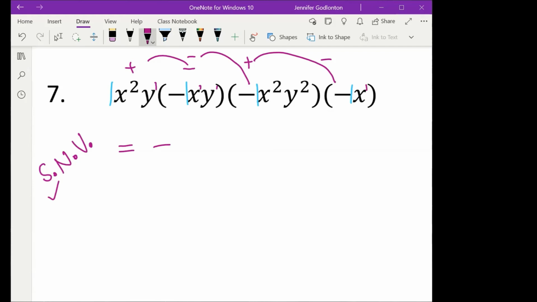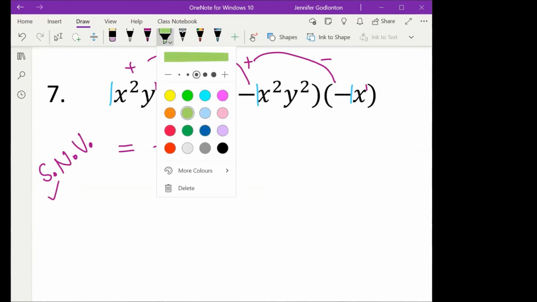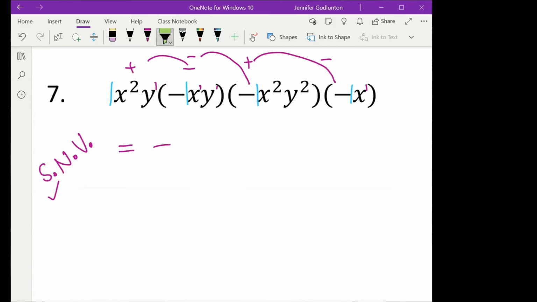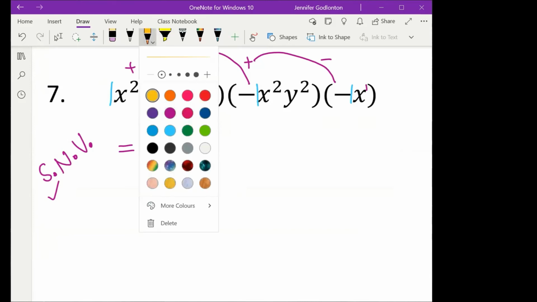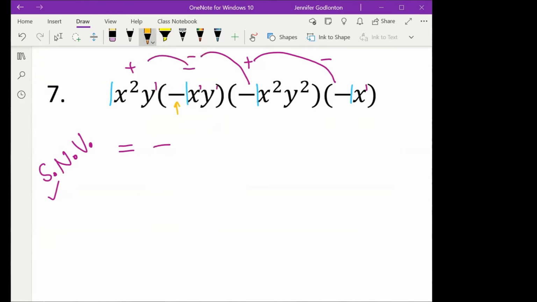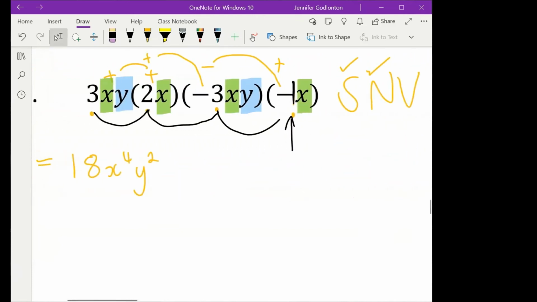Another little trick. I'm not a super huge fan of giving tricks because I don't want you to have to remember a whole bunch of things. But when you're doing multiplication or division and you're dealing with integers, if you have an odd number of negative signs, so like here you've got 1, 2, 3, then your answer will always be negative. If you have an even number of negative signs, your answer will always be positive. Let's just see how that goes to practice over here. We've got 1, 2 negative signs. That's an even number of negative signs, and so our answer is positive.